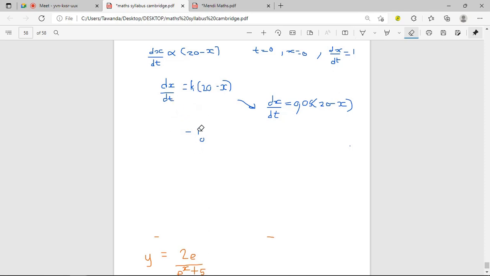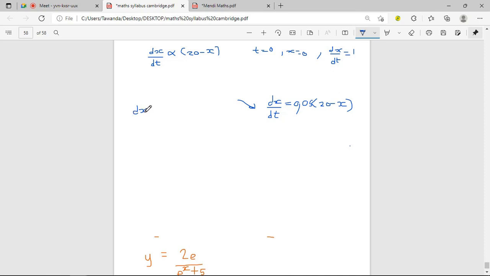Let's separate the variables. dx over dt is equal to 0.05 open bracket 20 minus x. What are we going to have, Mr. Michael? Multiply all the terms by dt. Yes, firstly, multiply all the terms by dt.